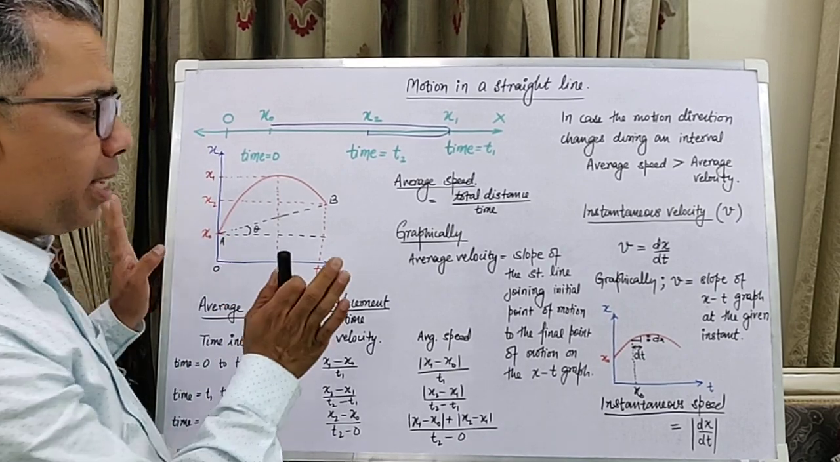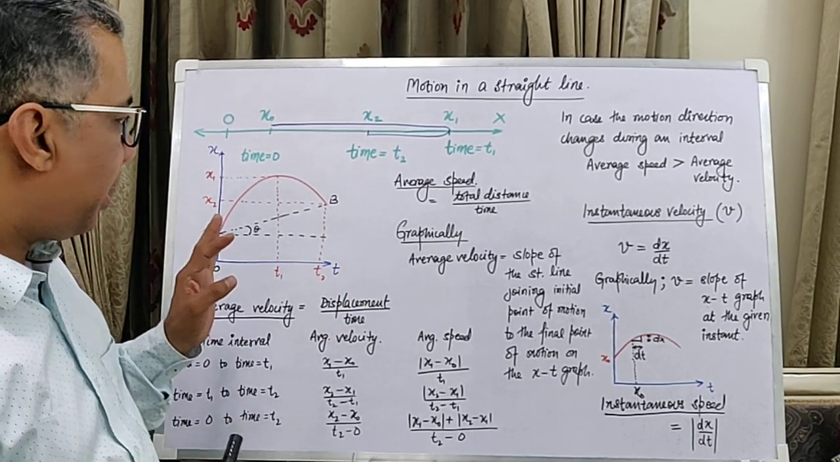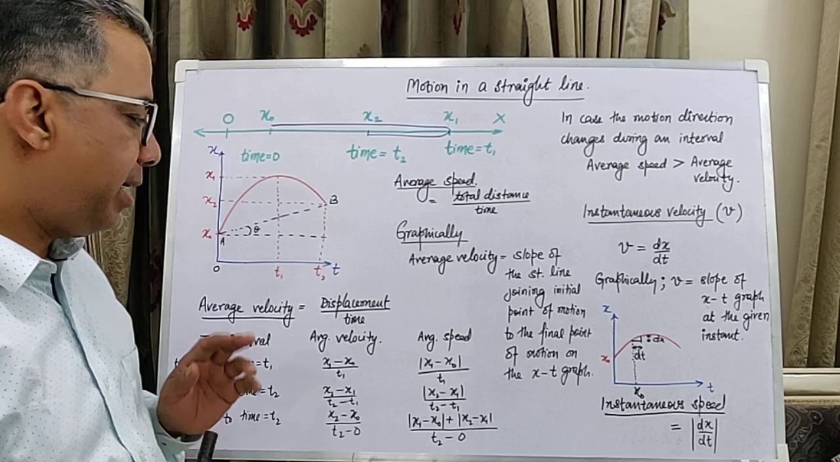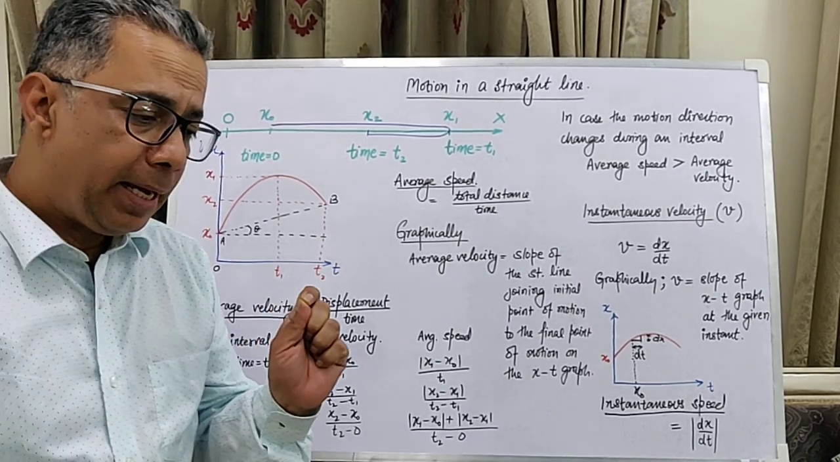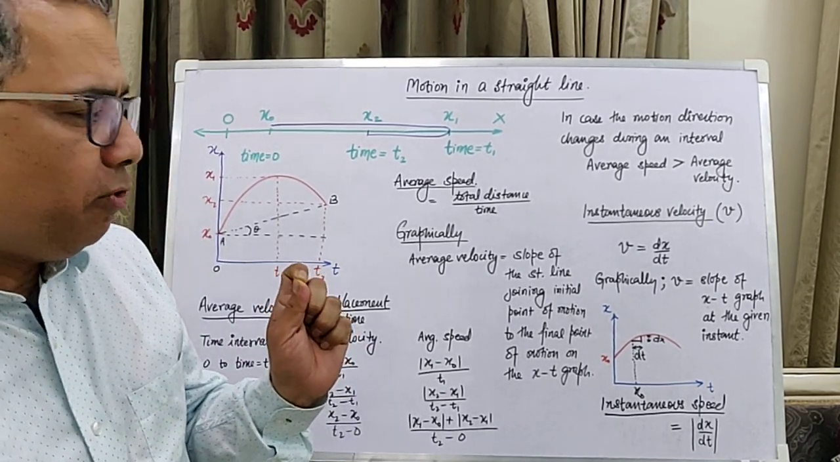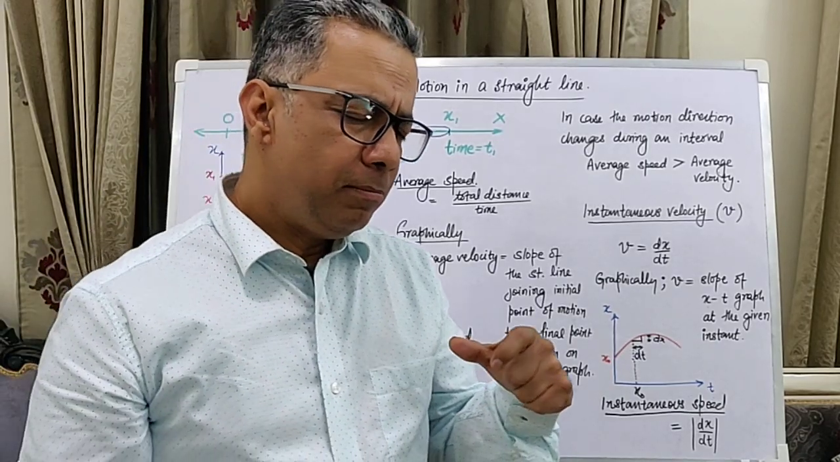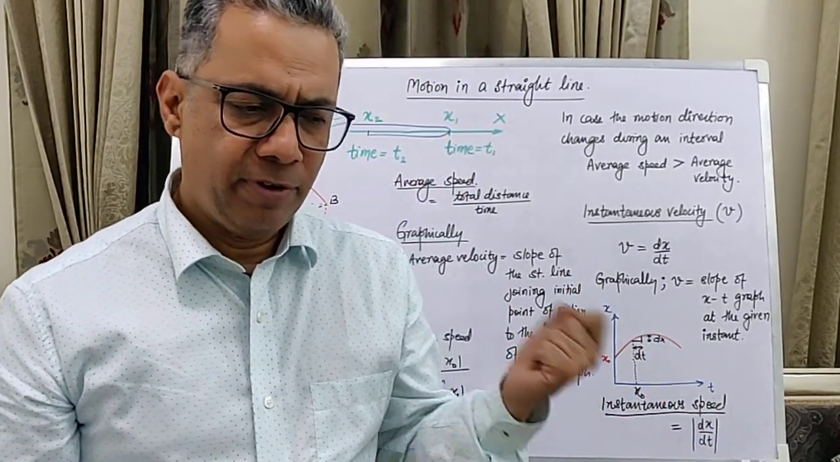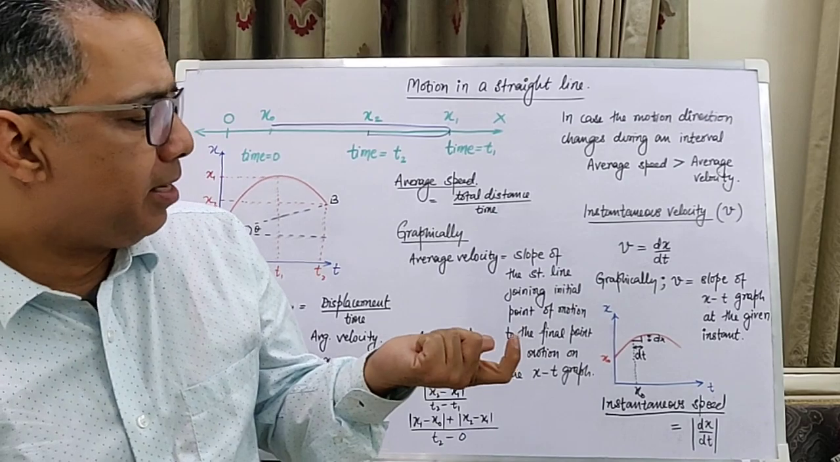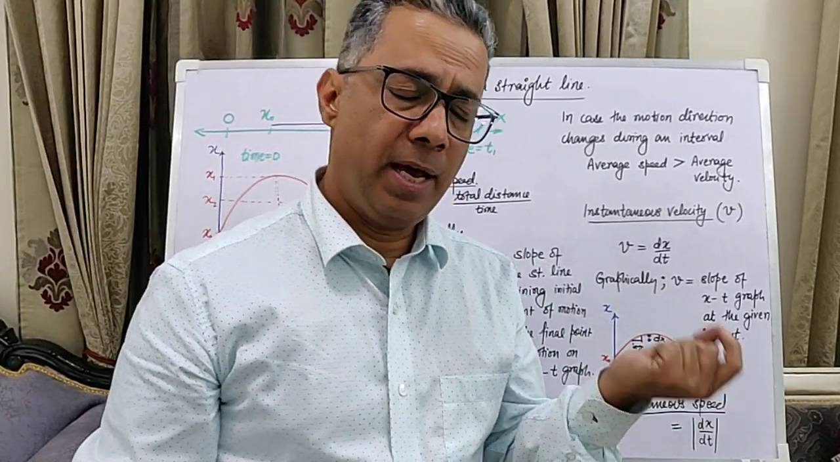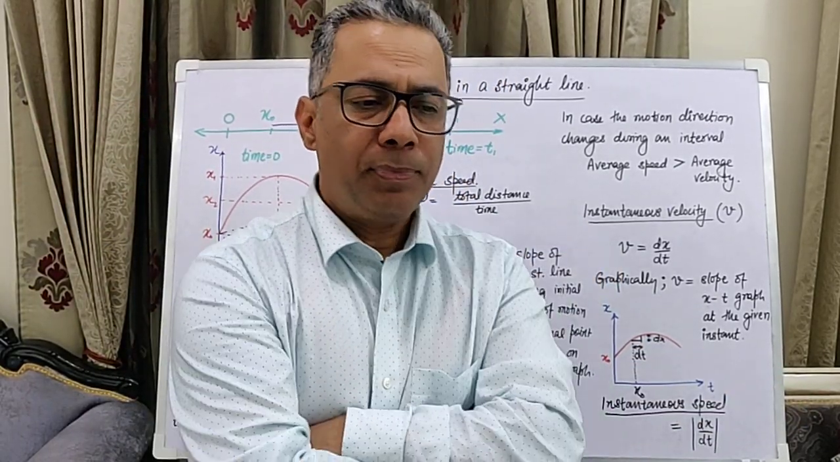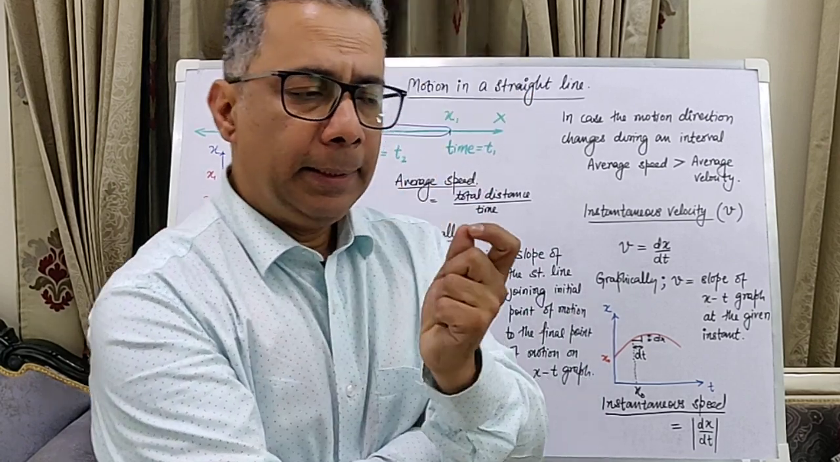So that's it about average velocity and average speed, and we then move on to a slightly more interesting, slightly different concept, and that's instantaneous velocity and instantaneous speed. Now, what are these two quantities?